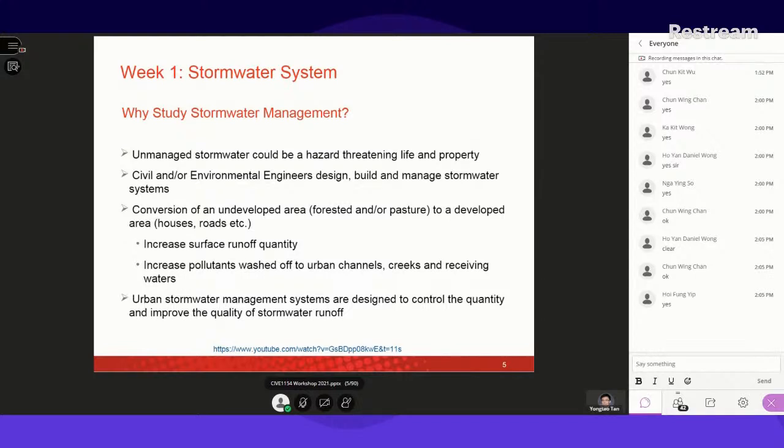So for the sponge city concept, the storm water can be absorbed, stored, infiltrated, and cleaned during rainy days, and then released and utilized to enhance the ecological function of the city and reduce flooding in the city.